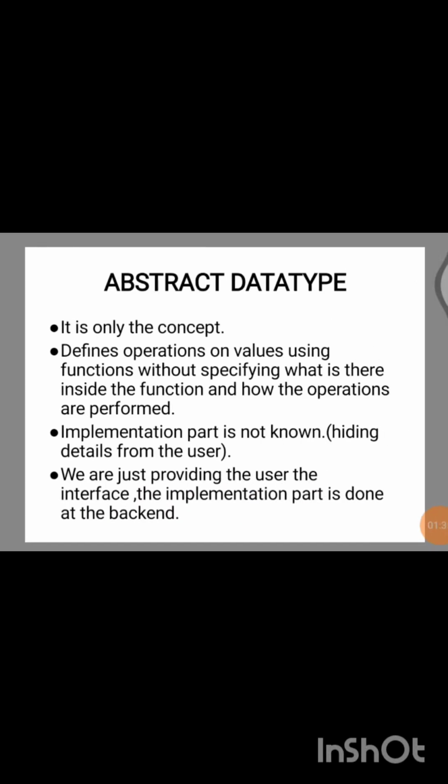So, what does an abstract data type mean? It is only the concept. It defines operations on values using functions, but without specifying the implementation part. The implementation part has the specification of functions and how the operations need to be performed. These details will be hidden from the user. We just provide the user the interface. The implementation part will take place at the back end.